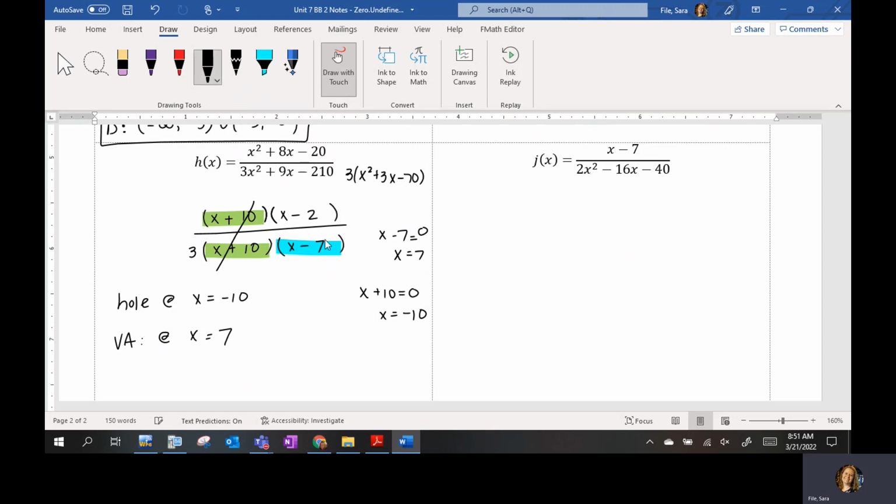Now, there's this x minus 2 in the numerator. Does that affect my domain though? No, that's going to help me find my zero, where it crosses the x-axis, but I don't need to know that for the purpose of my domain. So really, I've got what I need. My domain is going to go from negative infinity, and then what's further left, negative 10 or 7? Negative 10, so that's going to be the first break in the domain. And then it's going to go from negative 10 to 7, and that's the second break, the second discontinuity, and then from 7 to infinity.